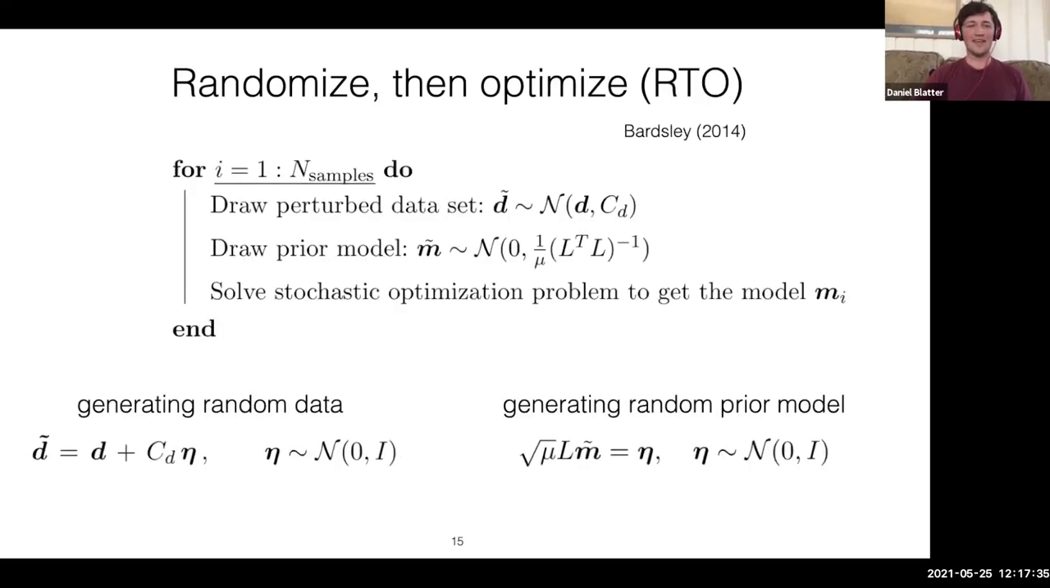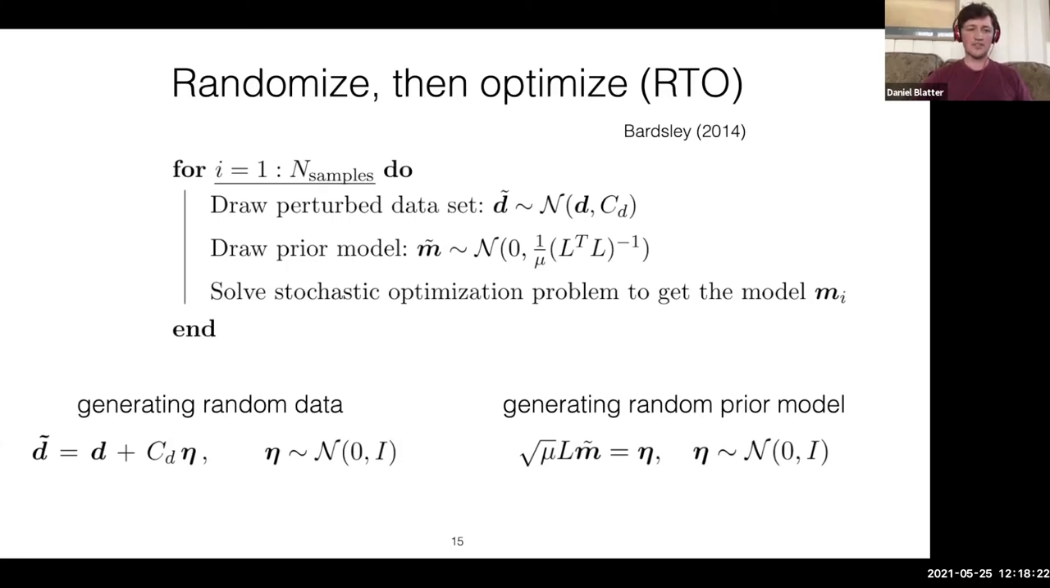So here's the algorithm, and it's called randomize, then optimize. This was introduced by Jonathan Bardsley at the University of Montana in 2014. And it's very simple. You just draw a perturbed data set, then you draw a random prior model, and then you solve that stochastic optimization problem I showed you on the previous slide to get model M sub I. And you just repeat this over and over again. This is an embarrassingly parallel algorithm, which means that these iterations of the for loop do not have to be done by the same computer. In fact, they don't even have to be done by computers on the same cluster. You can be doing some of these iterations on a supercomputer in China and another set of iterations on a supercomputer in Europe, and then another one here on Triton at UCSD, and then just combine the samples after the fact. It's an extremely simple, straightforward algorithm.